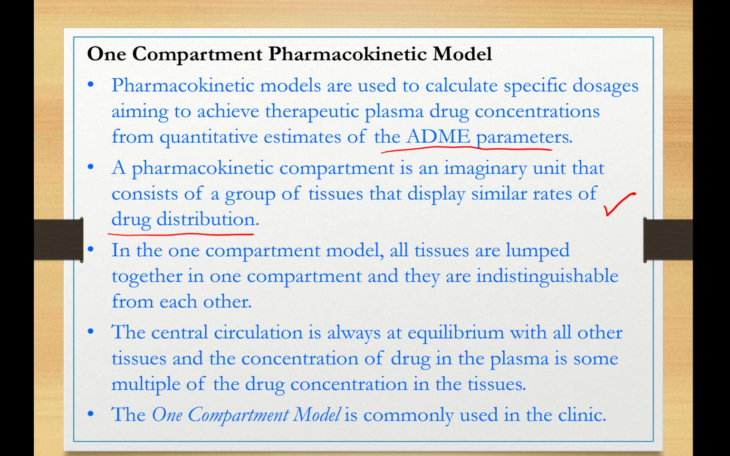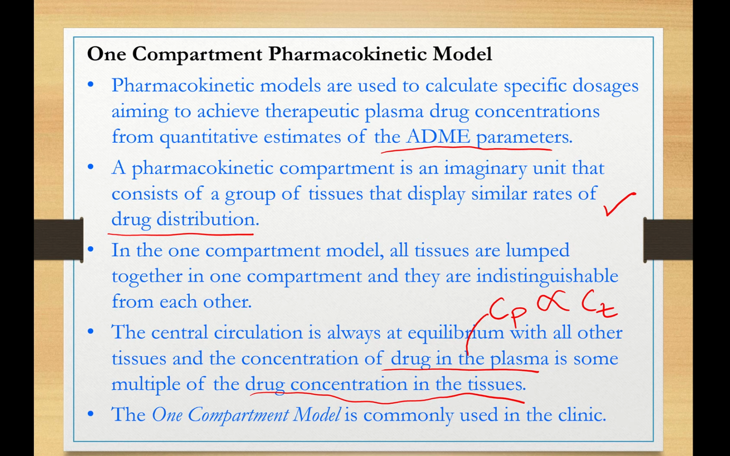Now, the central circulation is always at equilibrium with all tissues, and the concentration of a drug in the plasma is some multiple of the drug concentration in the tissues. So what I'm referring to over here is that drug in the plasma, I would just write it as Cp, is not equal to the drug concentration in the tissues, but it is some multiple, okay? So this is what we're referring to. These two fluids are at equilibrium, but their concentrations do not have to be equal.